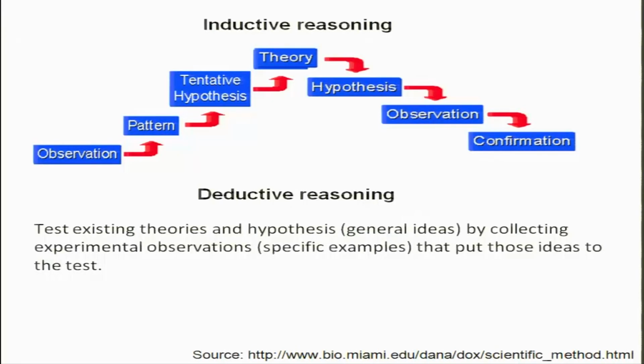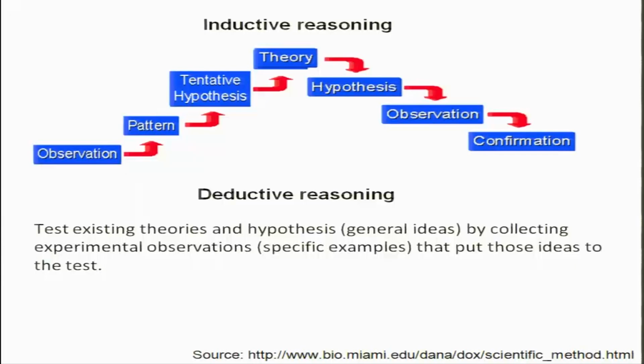You observe, that is called observation, and the observations would confirm that your hypothesis was correct, and then you come up with what is called deductive reasoning. Test existing theories and hypotheses, general ideas, by collecting experimental observations, specific examples that put those ideas to the test. That is called deductive reasoning. So when you do this, anyone who repeats your experiment should be able to get almost similar observations. So that is when something is proven, the hypothesis becomes sort of a law. For example, the theory of Mendel, which you now call the law of segregation, law of independent assortment. You call it a law now because this has been tested many times by many experimentalists, and you are able to predict what you would get, and you do get, right? That is what is called deductive reasoning.